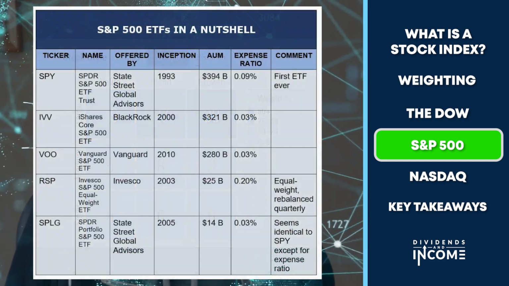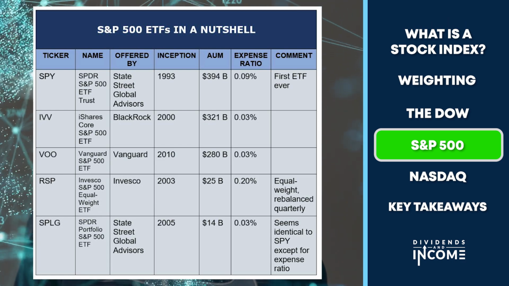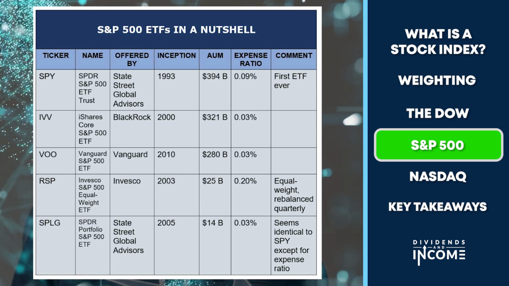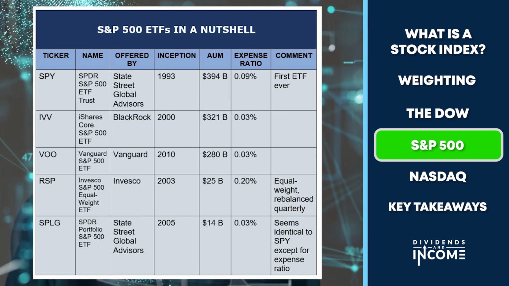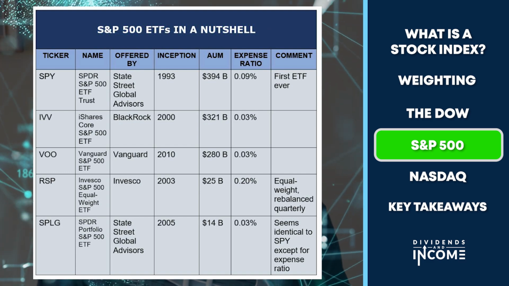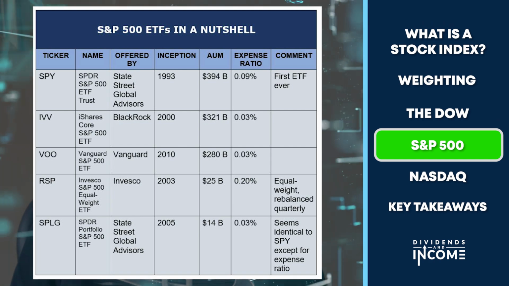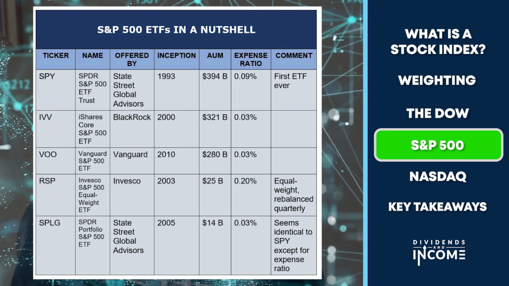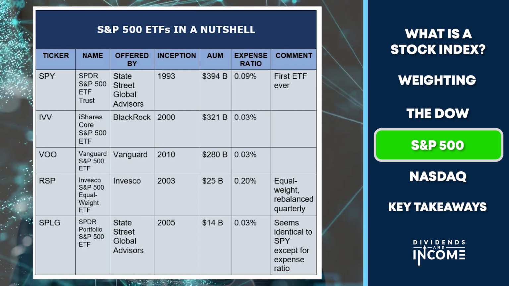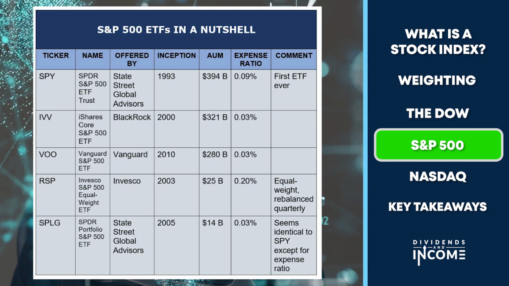This display shows the ETFs that track the S&P 500 that I want to bring to your attention. The biggest ETF that covers the S&P 500 is called SPY, S-P-Y. It was introduced by State Street in 1993, and it was in fact the first ETF ever offered to investors. It has accumulated $394 billion, so you can make that comparison to the comparatively small amount of money that the Dow has attracted in ETF form.